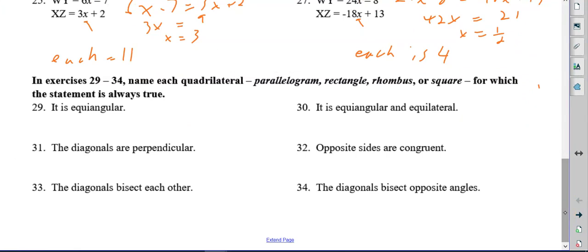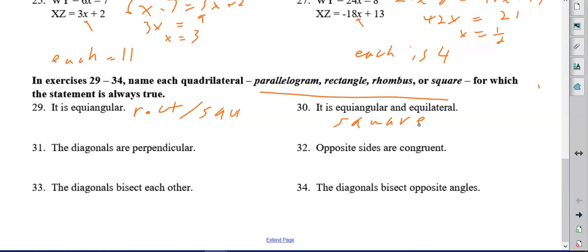Okay, name each quadrilateral. Here are the names we're going to use. It is equiangular. That means all the angles are equal. That's going to be a rectangle or a square. Works for both. It is equiangular and equilateral. That is just a square. The diagonals are perpendicular. That happens in a rhombus and a square.